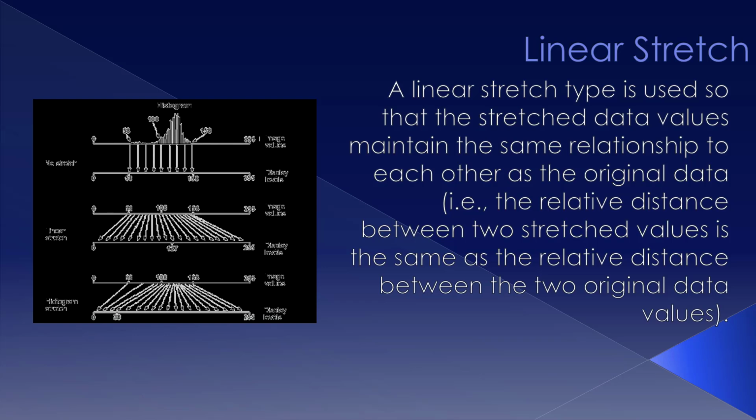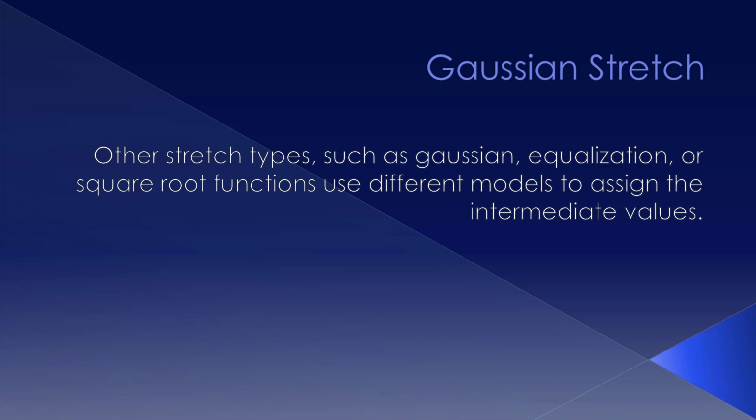two original data values. I know the numbers are blurred out in this image, and it's not important to look at the specific numbers here. It is the relationship and the concept, again, that with a linear stretch, you're maintaining the same relationship to the data. It is just changing proportionately because of the stretch.